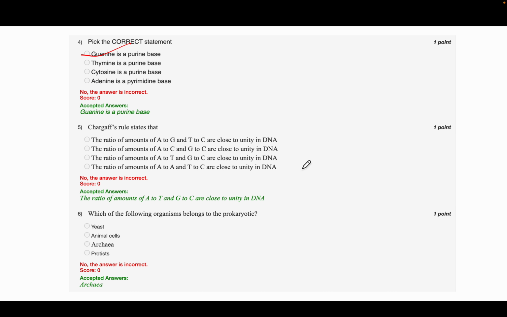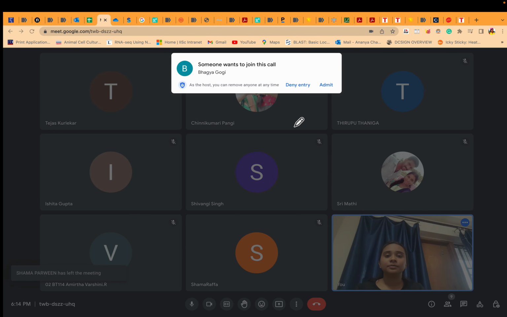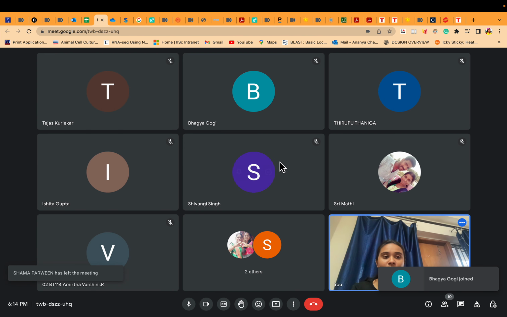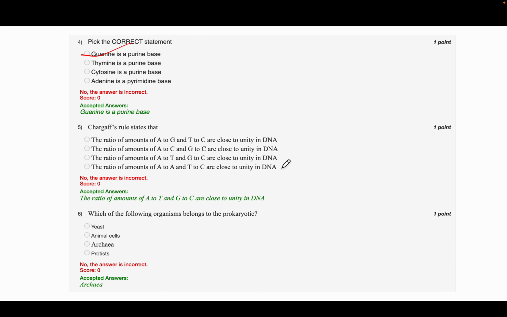Now coming to Chargaff's rule, which we discussed in the previous class also. Chargaff's rule states that, as we know that A makes a bond with T, the amount of A should be equal to the amount of T, and the amount of G should be equal to the amount of C. So A by T should equal 1. Okay. So what should be the right answer? The ratio of amounts of A to T and G to C are close to unity in DNA.